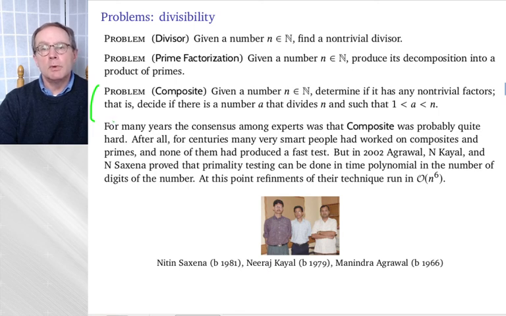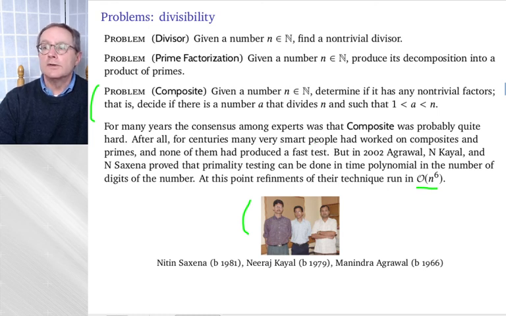After all, people have been thinking about composite numbers for centuries, BC type of stuff, a long time. But in 2002, these 3 folks produced a proof that you can decide whether a number is composite or prime. You can do the testing, in fact, very quickly, and a recent refinement of their technique does the job in time big O of n to the sixth. So actually getting in the practical zone.